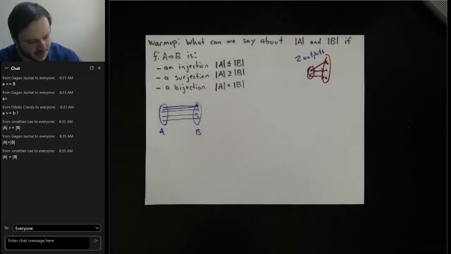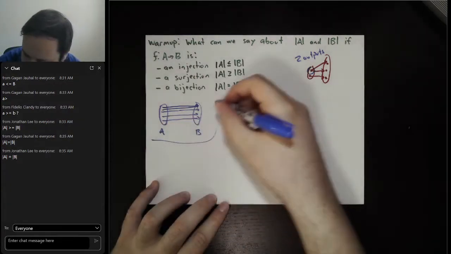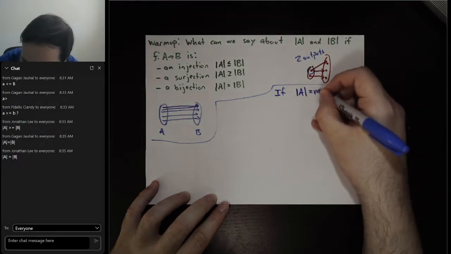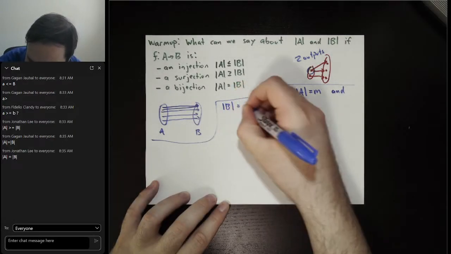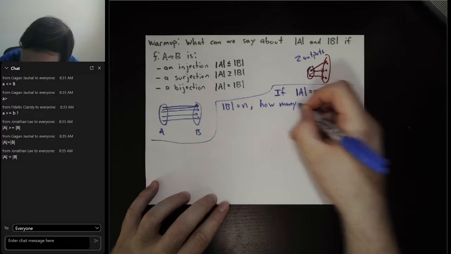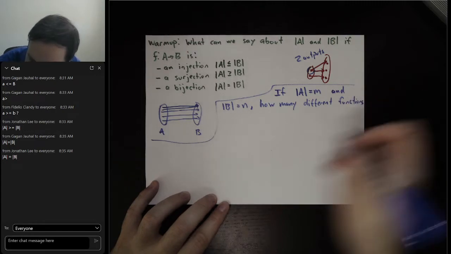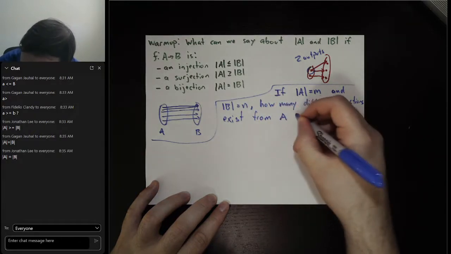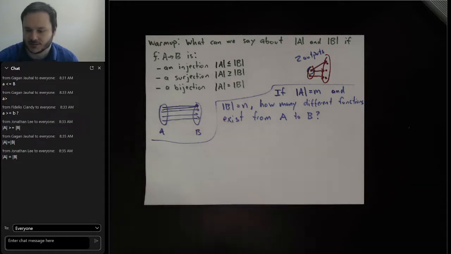Okay. So that's a good warm-up for what I want to start with today, which is: if I have a set A that has m elements in it, and I have a set B that has n elements in it, how many different functions are there from A to B? How many different ways are there for me to draw these arrows?